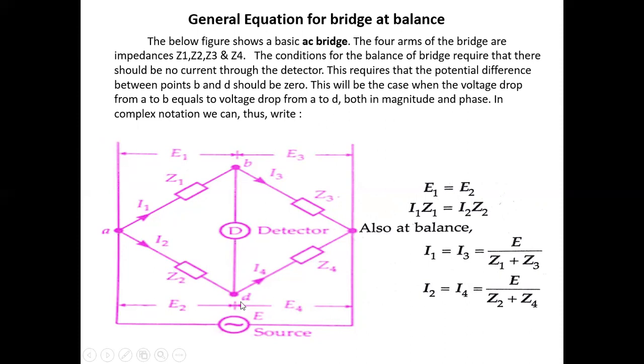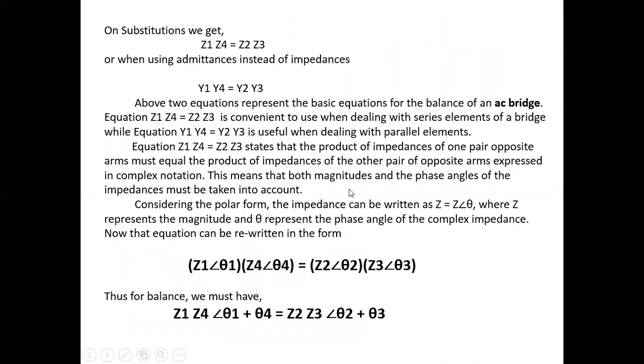The total supply E is equal to E2 plus E4, and E is equal to E1 plus E3 also. Then I2 is equal to E upon Z2 plus Z4. Put the values of I1 and I2 in that equation. By solving this equation, Z1 into Z4 is equal to Z2 into Z3. This is the bridge balance condition. This is the general equation of our AC bridges at bridge balance condition, that is Z1 Z4 is equal to Z2 Z3.